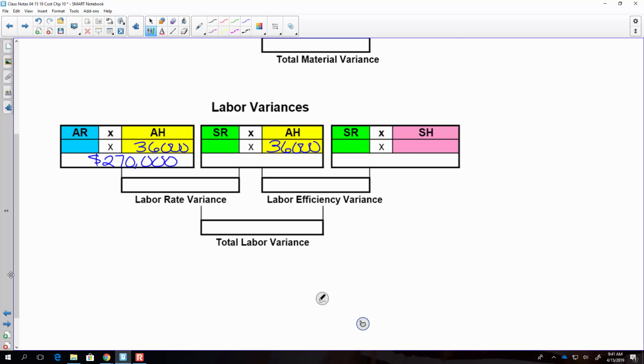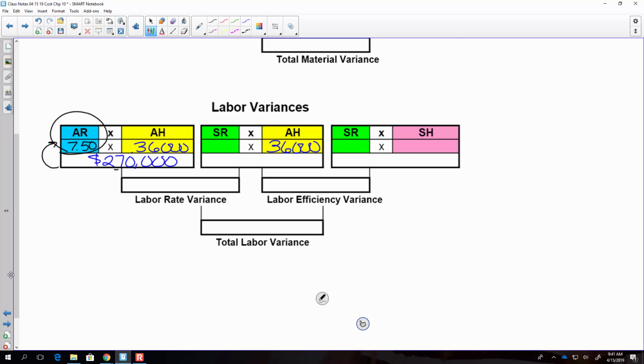Or how do we get the actual hourly rate? How do we get this number? 7.5. What is it? 7.5, right? We just take our cost, divide it by the actual hours to get our 7.5. So this is actually computed.